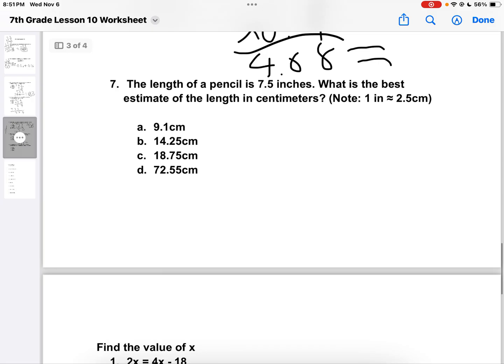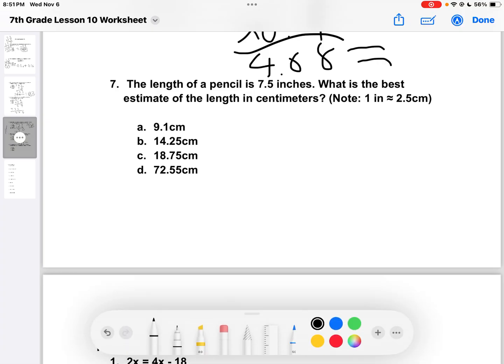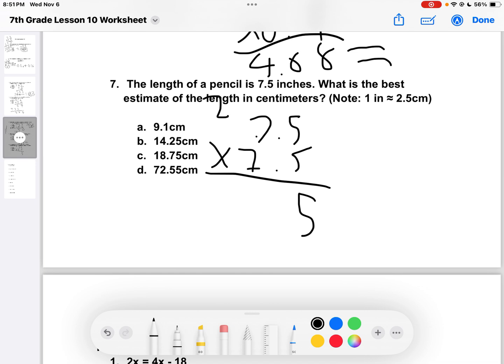Number 7, the final one. The length of a pencil is 7.5 inches. What is the best estimate of the length in centimeters? Now, 1 inch equals 2.5 centimeters. So 7.5 times 2.5. So 5 times 5 is 25. Put the 2 up there.